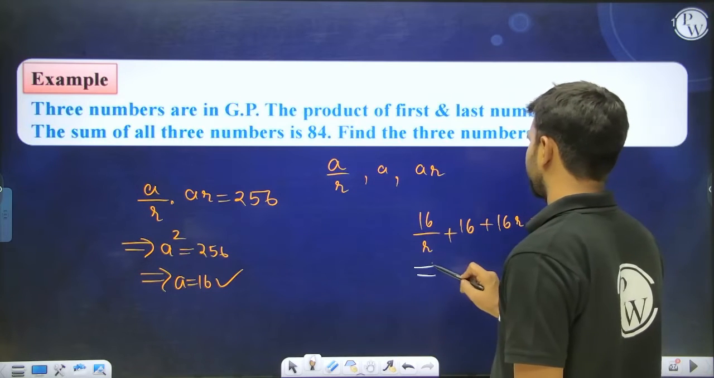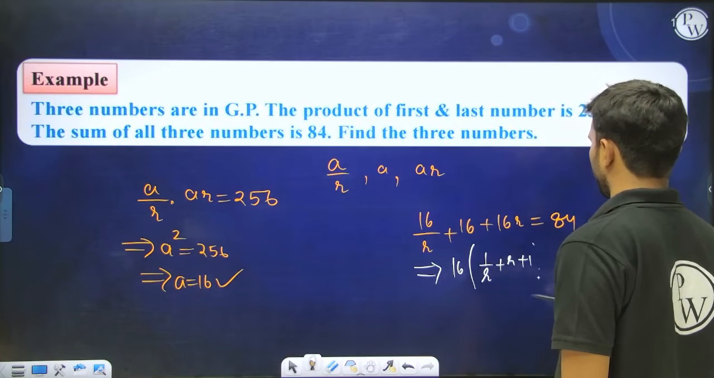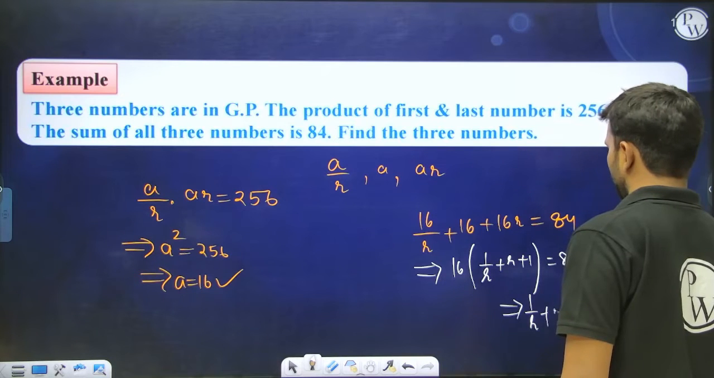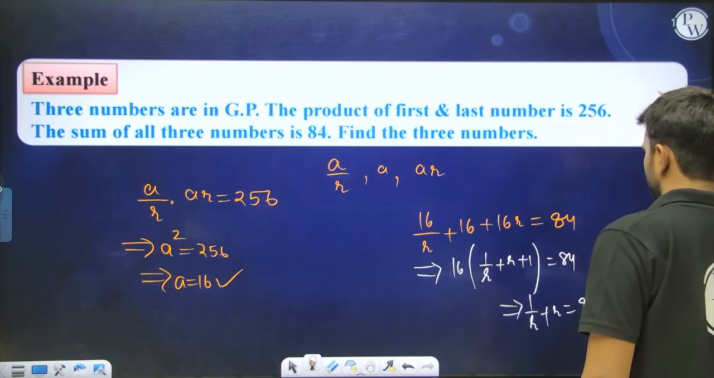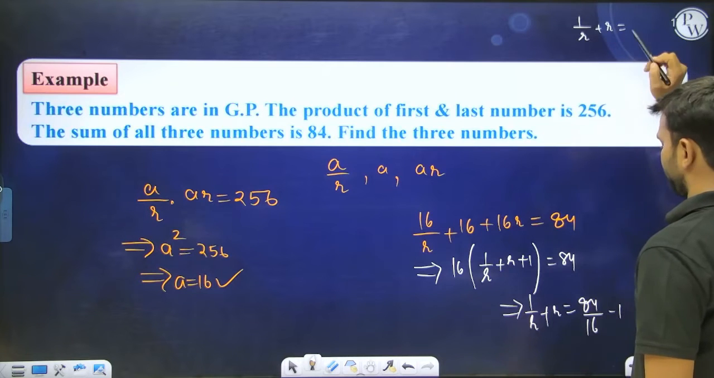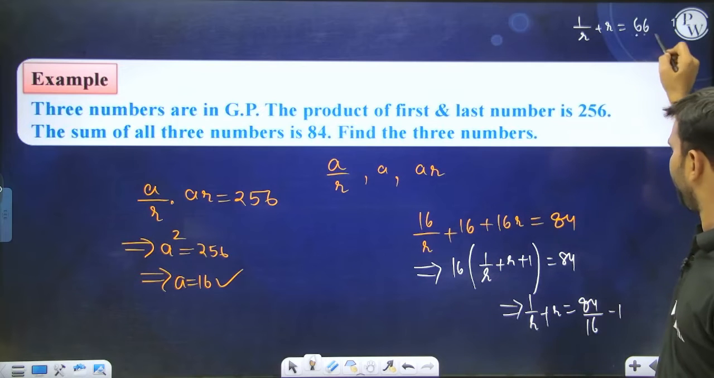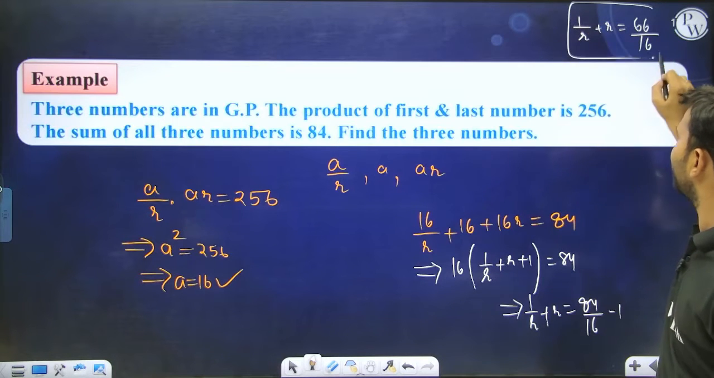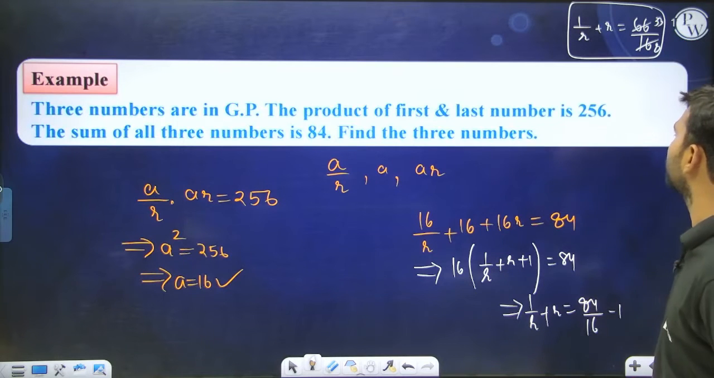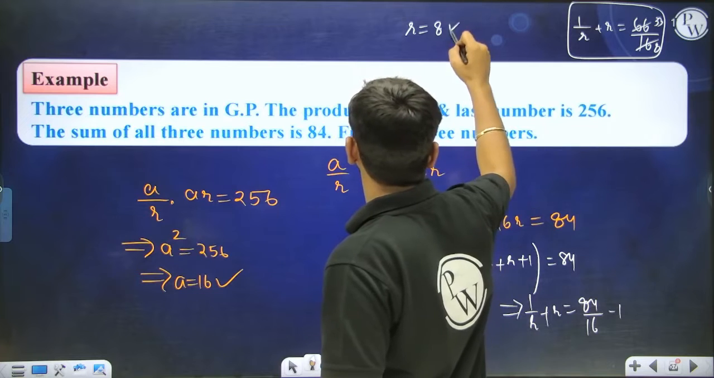Okay, so let me take 16 common. If you take 16 common, 1 by R plus 1 plus R equals 84 by 16. So this can be rewritten as 1 by R plus R equals 84 by 16 minus 1. So 1 by R plus R can be rewritten as 66 by 16. So can we get the value of R quite comfortably now?